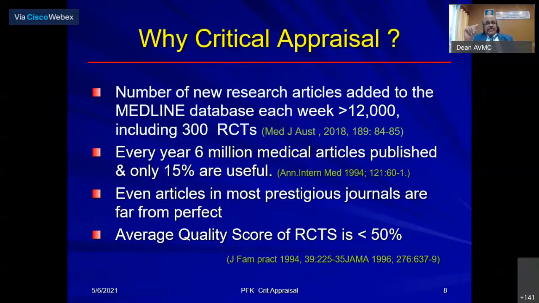The last point is that the average quality score of RCTs published in these reputed, internationally time-tested journals is less than 50%. That means we always call it GIGO technology: garbage in, garbage out. So you have to keep that in mind. That lays down the need for appraisal of the literature that is published.